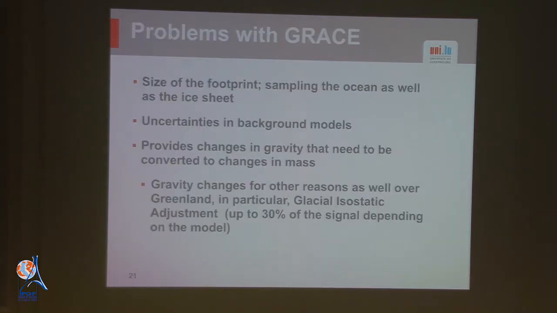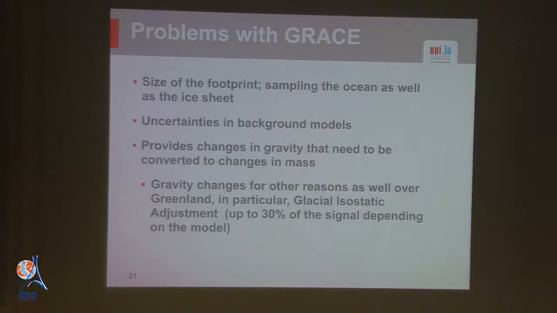And there are a couple of other problems with GRACE. One is the size of the footprint. The best we can do now is a footprint of maybe 350 kilometers in radius. We still have uncertainties in the background models. We think we're doing pretty well with those, but if there's a linear trend in those background models that we don't understand, then that can go into what we're predicting for the ice mass change. And then we get these changes in gravity that need to be converted to changes in mass.